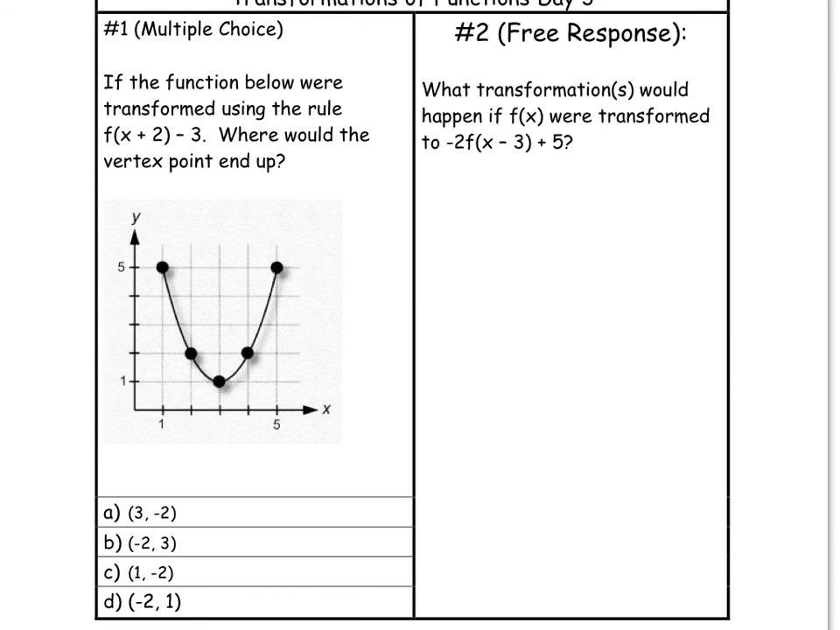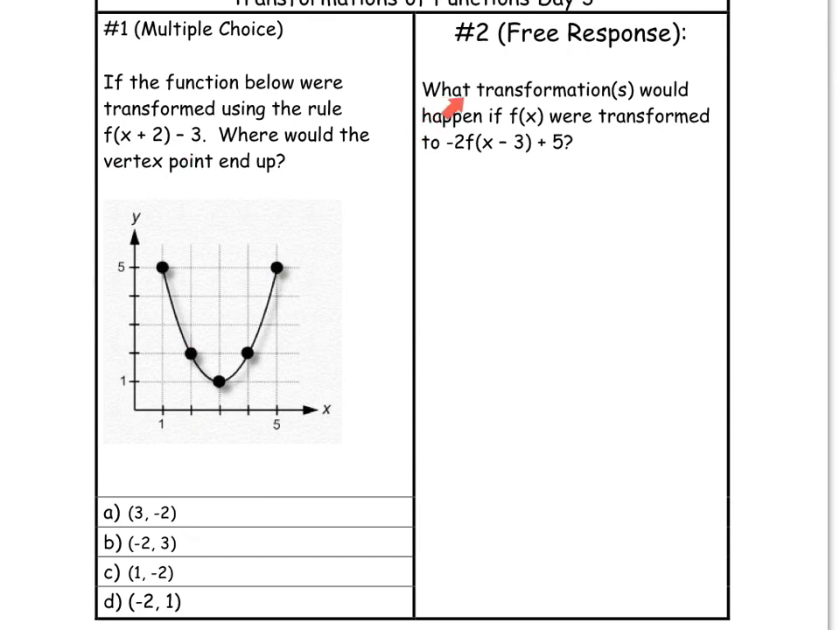Okay, so let's take a look at the multiple choice questions for tonight. If the function below were transformed using the rule f of x plus 2 minus 3, where would the vertex point end up? So if we're looking at this function here, and we applied this type of transformation, where would the vertex point end up? And keep in mind, the vertex is the highest or lowest point, and in this case, it's the lowest point because we have an upward facing parabola, so this is our vertex. So what will the coordinates of the vertex be after this translation, which is a horizontal shift 2 to the left and a vertical shift 3 down, or translation?